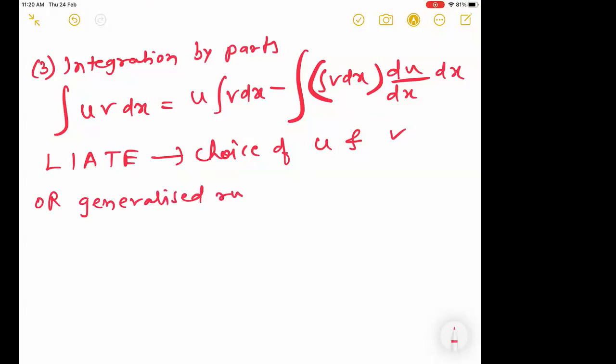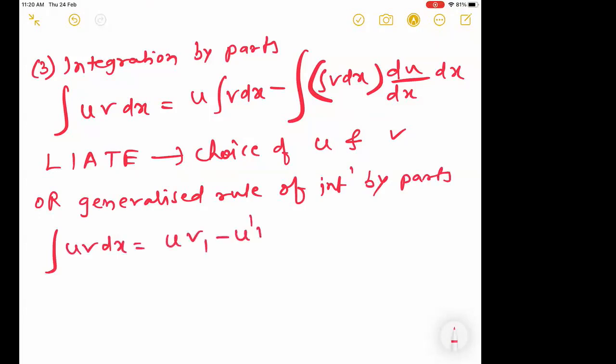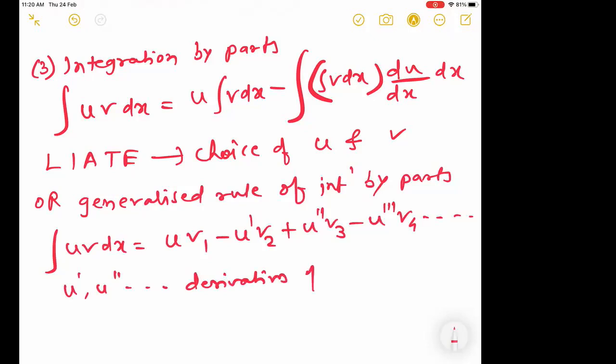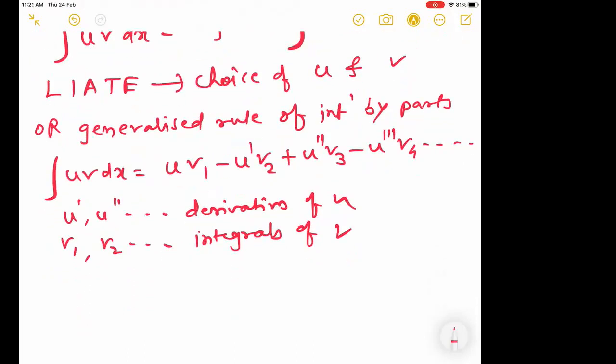So the generalized rule of integration by parts can be taken as integral of u v dx is equal to u v1 minus u' v2 plus u'' v3 minus u''' v4 and so on. So alternately positive and negative signs. Dashes mean derivatives. These are the derivatives of u, and the suffixes v1, v2, etc. are the integrals of v. This can be understood from the integration by parts procedure.